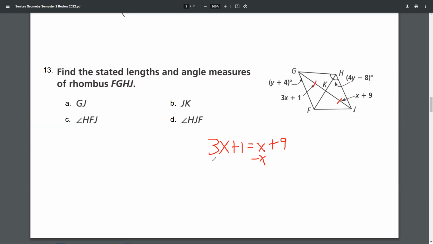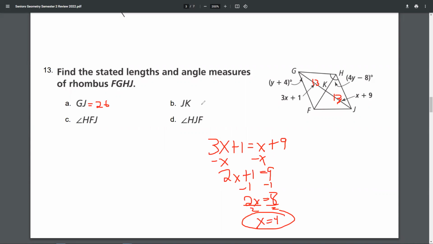I subtract x from both sides, and I get 2x plus 1 equals 9. I subtract 1 from both sides and get 2x equals 8. Divide by 2, and I get x equals 4. Substituting that back in, 3 times 4 is 12, and 12 plus 1 gives us 13. This one across here is also 13. So GJ is 13 plus 13, which is 26. And JK is simply 13.